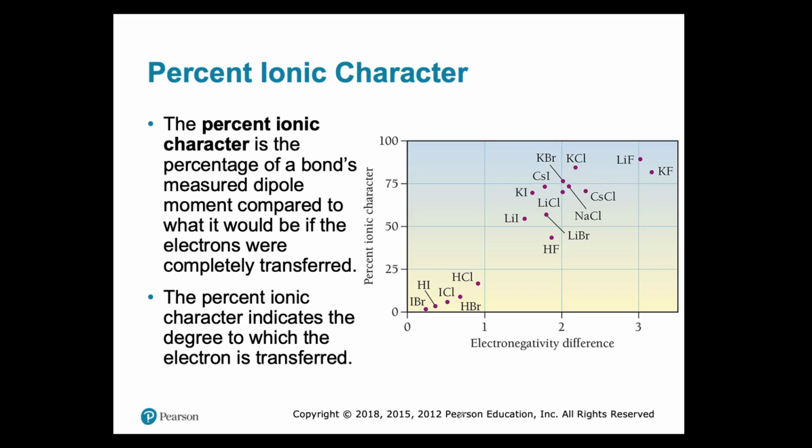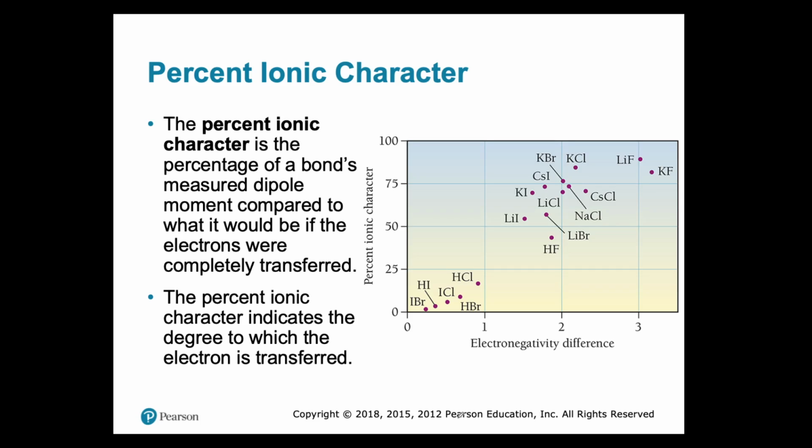But then you jump up here, and you have fluorine all the way up here with lithium fluoride, potassium fluoride, way up here. Electronegativity difference of greater than 3, and they're close to 100% ionic character. And notice that it's not just based on the electronegative atom, it's also based on how electronegative the other atom is too.